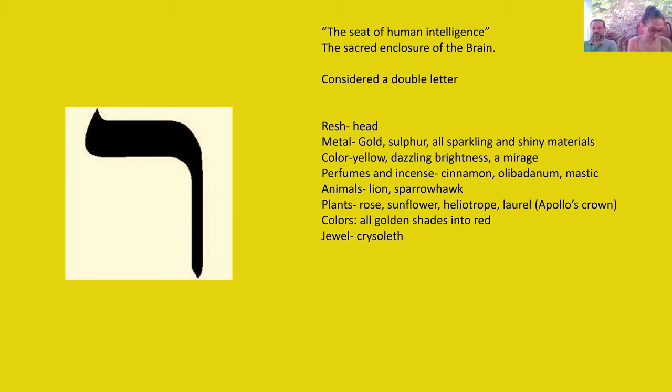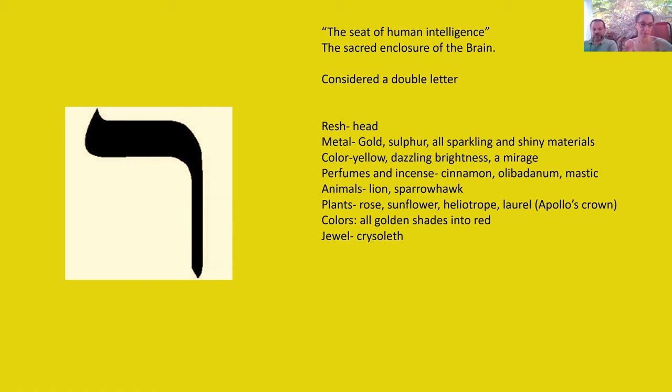So Resh is considered the head or the front of the head. Sometimes it's also listed as the face, but in particular, it's the front of the brain itself, the prefrontal cortex, where we do our thinking, the thing that makes us human, which is filled with neurons that allow us to concentrate. They are actually blocking neurons that allow us to slow down and focus on one thing.